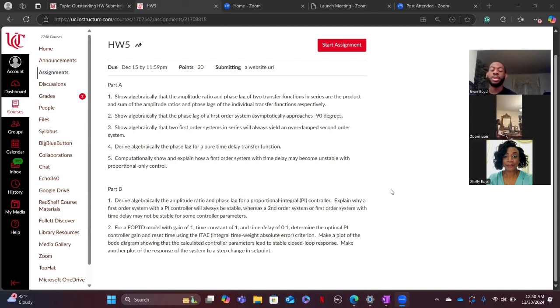And then for the second part, we will do the FOPTD, which is just a model combining the PI controller and a time delay, and then using the parameters that we have set, we need to make a plot. Okay, so let's start with the derivation first.